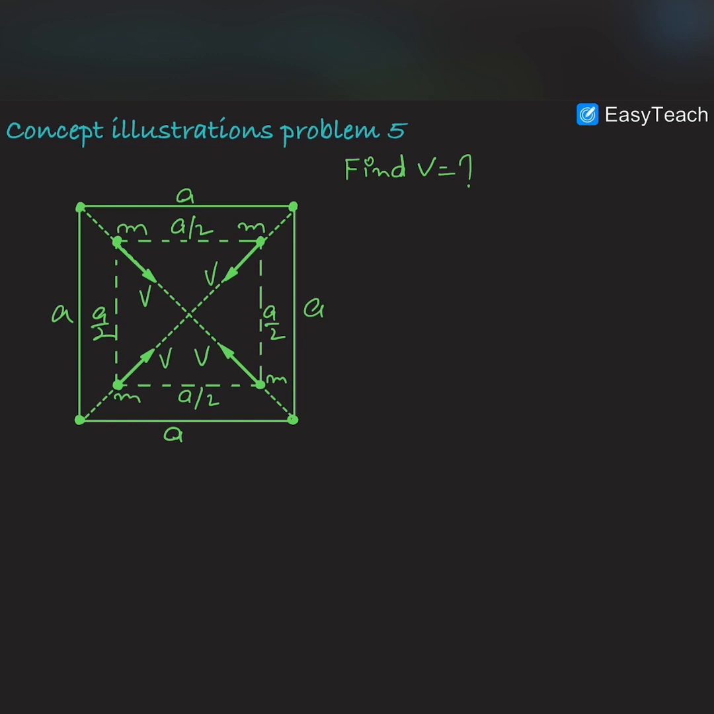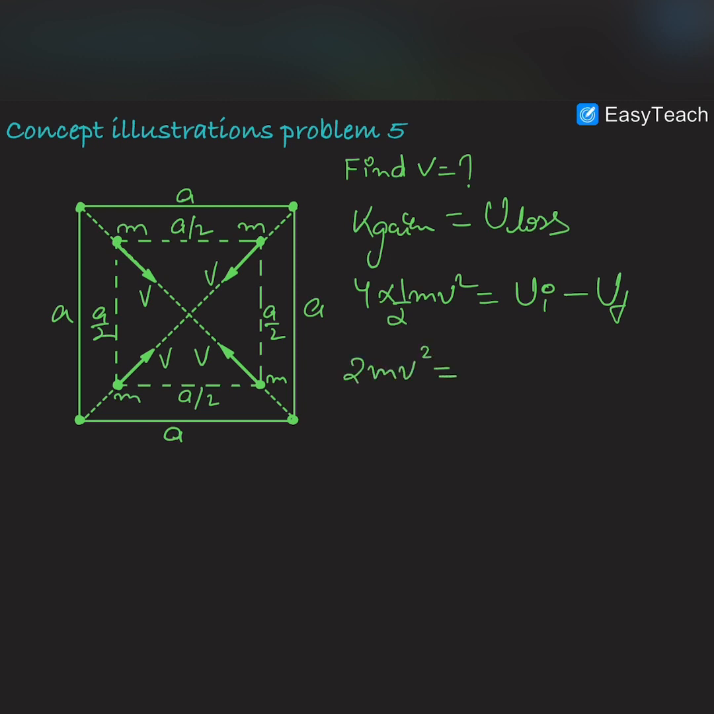So we know that again we will use the fact that the gain in kinetic energy would be equal to the loss in potential energy. The initial kinetic energy would be 0. So in this case the final kinetic energy is 4 times half mv square, and the loss in potential would be the initial potential energy minus final potential energy. So this is 2 mv square, and this is equal to the initial potential energy.